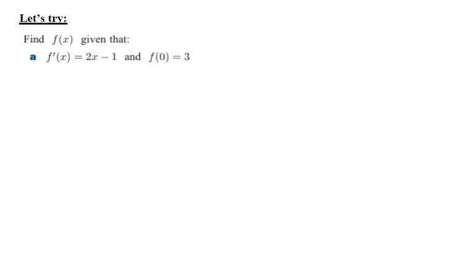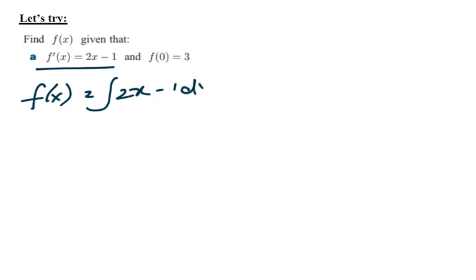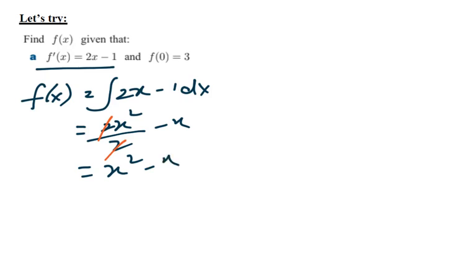Let's move on to try another question. This time you are given f'(x) = 2x - 1. To get the function f, what you need to do is integrate 2x - 1 with respect to x. So the integral gives 2x^2/2 - x. Once simplified, you will get x^2 - x + c. So that is the function f.